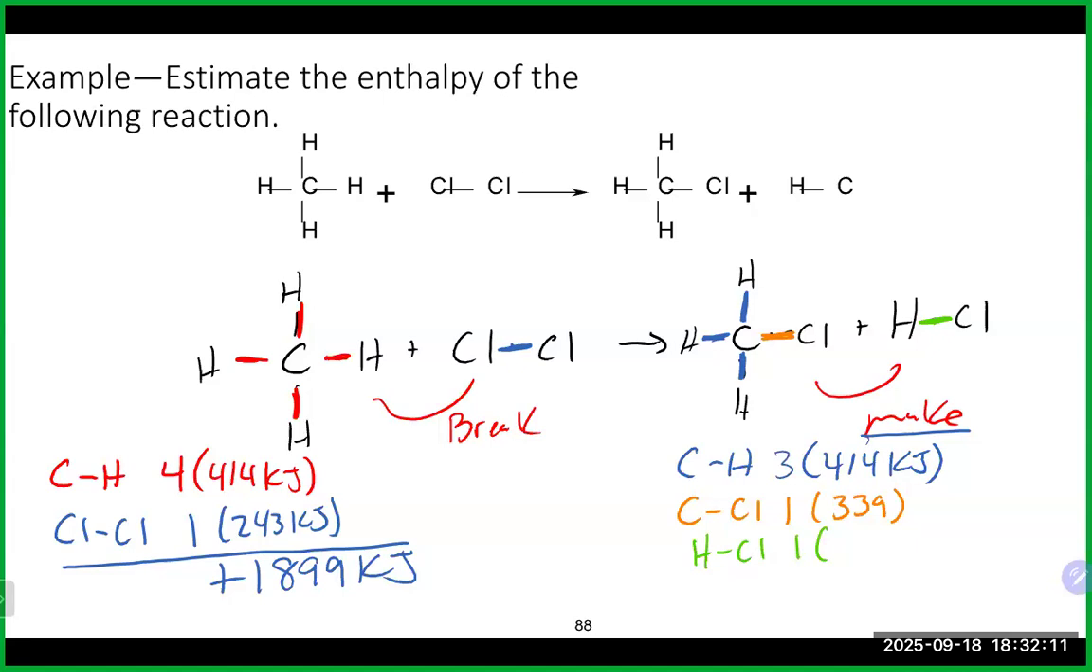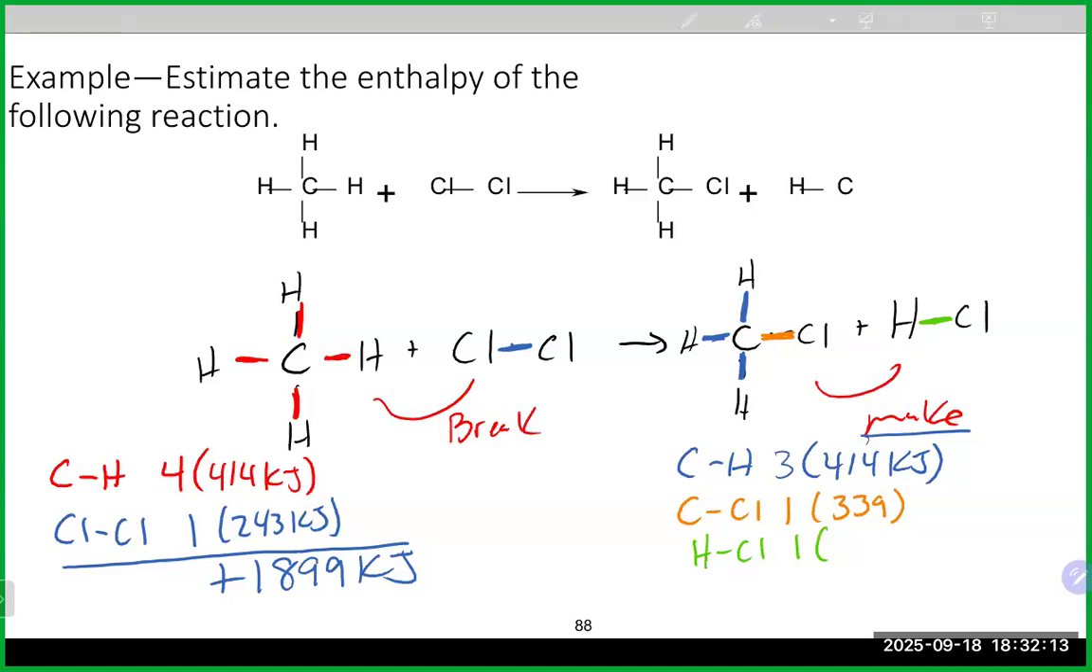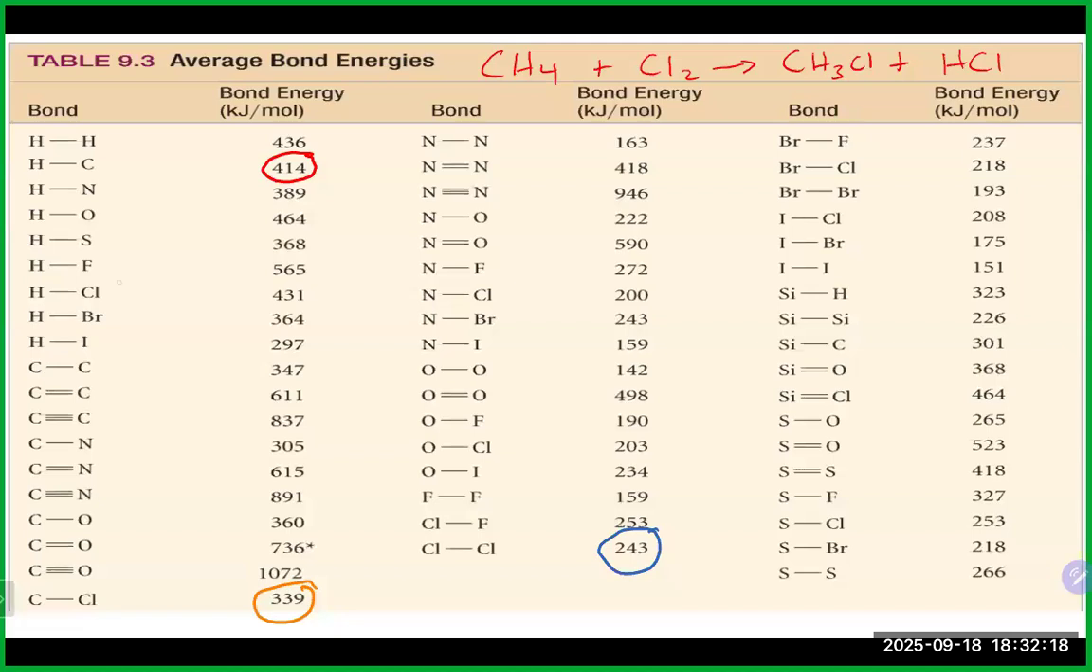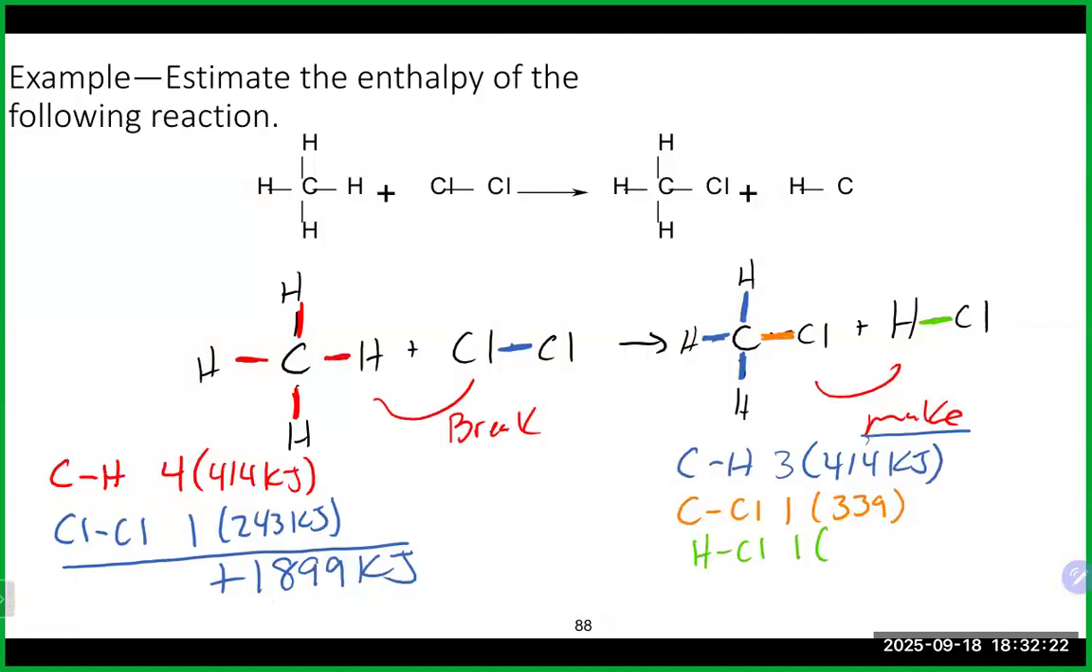And that's one of them. Go back here. It was hydrogen chlorine, right about there, 431 it looks like, at 431. So if we do that in terms of making, we'll go 3 times 414 plus 339 plus 431. That's going to give us 2012 kilojoules of energy to make it.